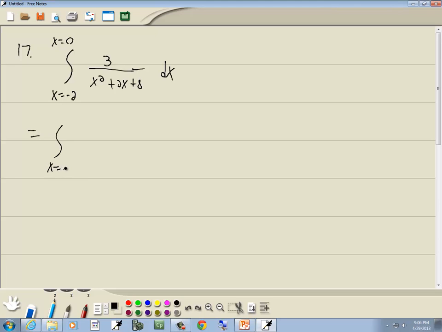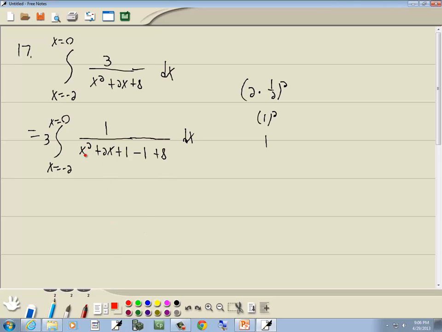So we got x equal to -2 to x equal to 0. The 3 I can go ahead and put out in front. So 1 over. Remember, you take what's before your x, which is 2. You multiply it times a half and you square it. 2 times a half is 1. 1 squared is 1. So we're going to have x squared plus 2x plus 1 minus 1 plus 8.